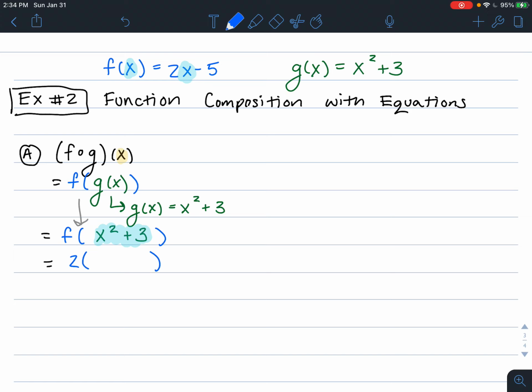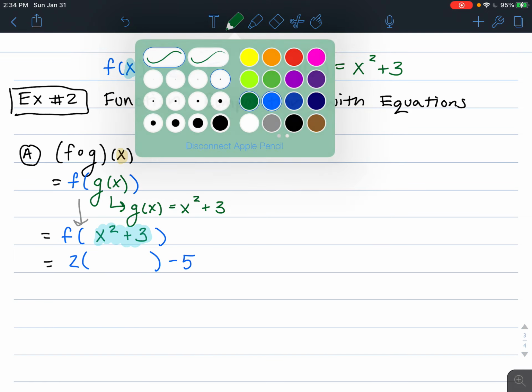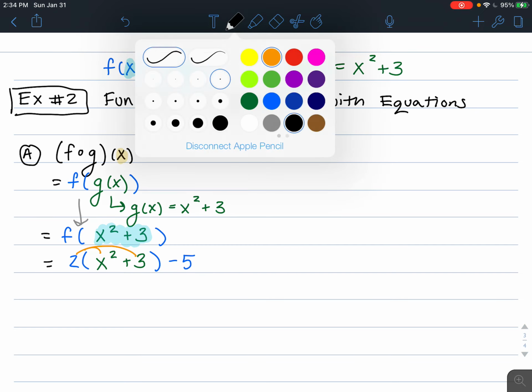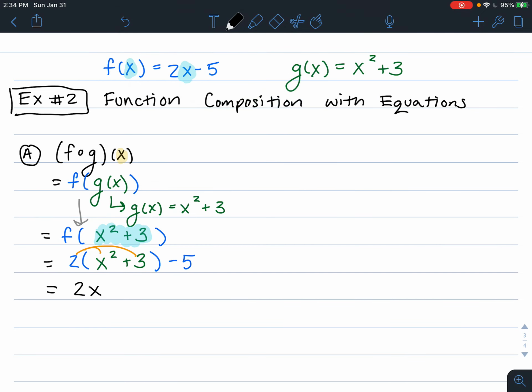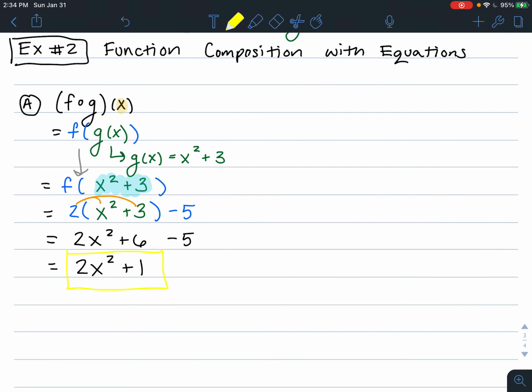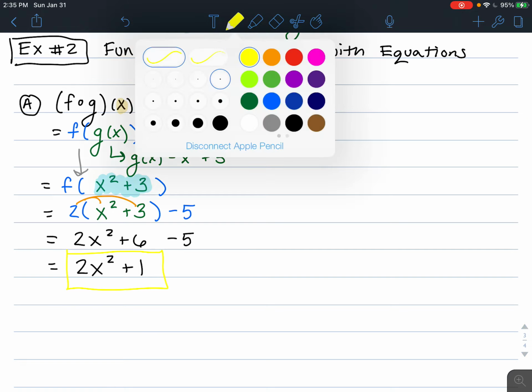Right, so I have 2 times whatever I'm plugging in minus 5, and in this case, I'm plugging in x squared plus 3. So I'm going to go ahead and distribute my 2. There we go. So I get 2x squared plus 6, and then I still have this minus 5 on the end. So I'm going to get 2x squared plus 1 when I combine my like terms, and that's my final answer. Right? So in this case, I'm actually just going to get a new equation. So I'm going to combine 2 different equations and get a third brand new one.